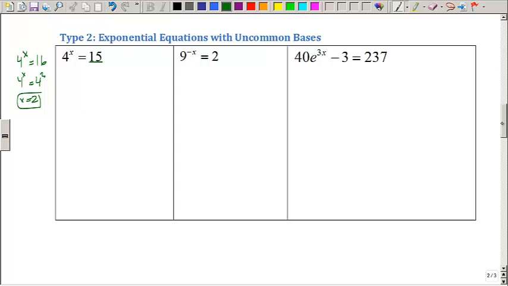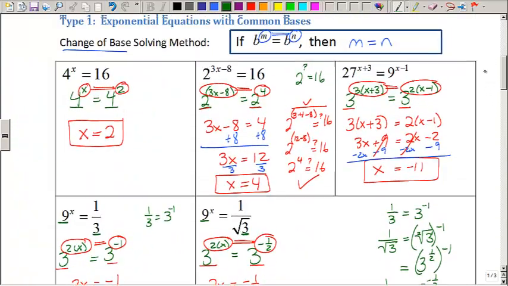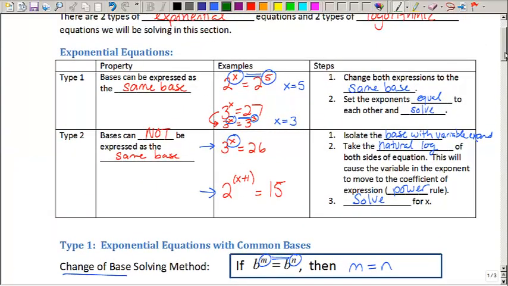So because I cannot rewrite them with common bases, we're going to be looking back at the steps that we talked about earlier. First step says to isolate the base with the variable in the exponent. Next, we're going to take the natural log of both sides, and that's going to move the exponent into the coefficient using the power rule. Then we're going to solve for x. So the big key here is we're taking the natural log of both sides.